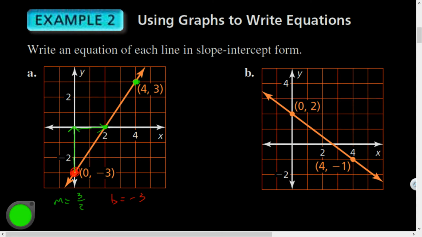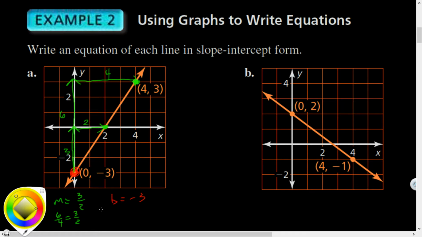Now, if I didn't notice this point and I just wanted to go right to that one, I could have gone up 6, right, and over 4. And notice that 6 over 4 does reduce to 3 over 2. So those are actually talking about the same slope. Those are proportional to one another. But 3 over 2, I think, is easier. And either way, you should reduce it.